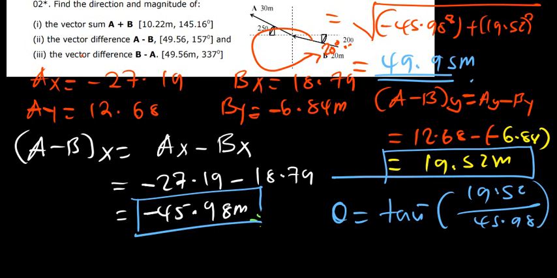So after finding this theta, just a minute, I'll press shift tan, open brackets, 19.52 divided by 45.98, then I close the brackets. I'm getting 27, or 23, sorry, I'm getting 23 degrees. Okay, just like that, 23 degrees. So I'll leave it there.